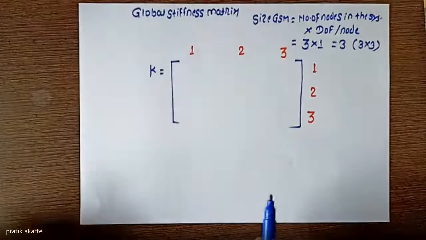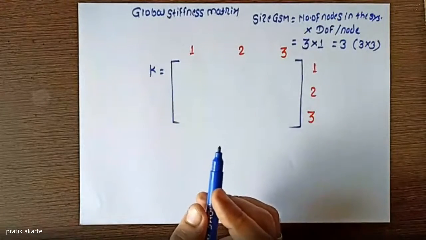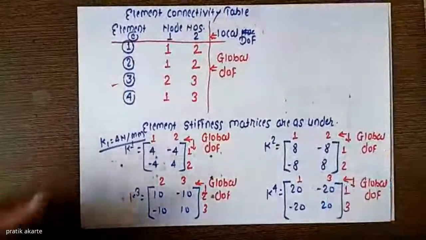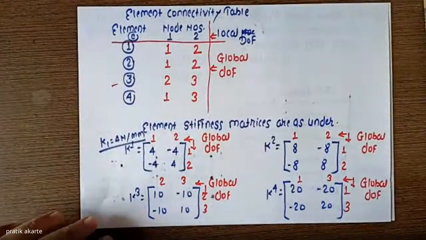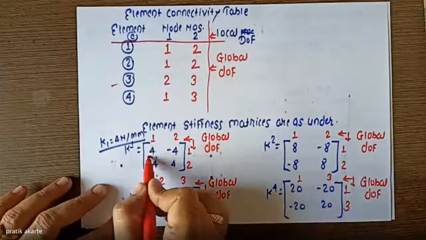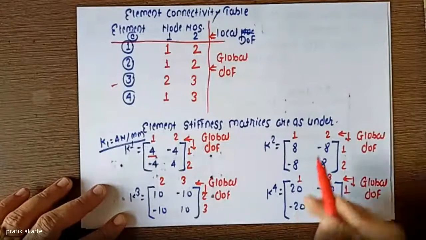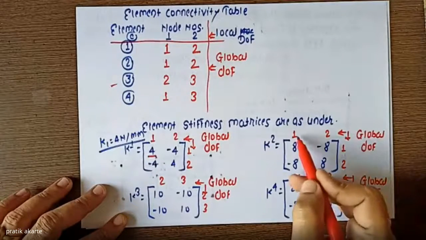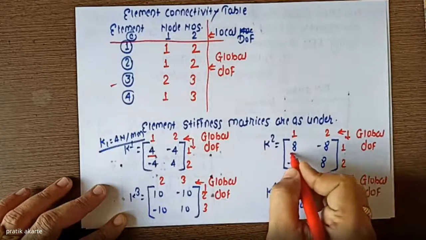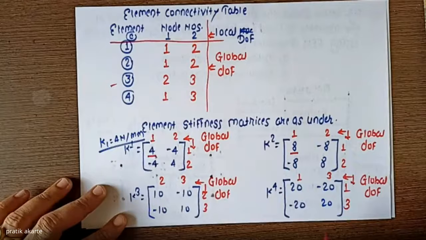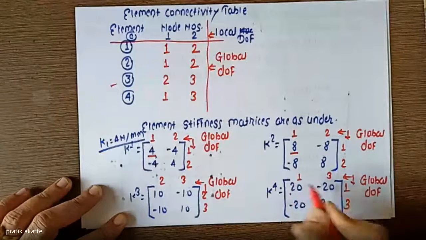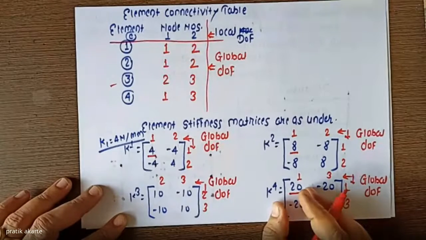Let us find out 1, 1. Okay, so let us find out the elements for column 1 and row 1. So this is going to be 1 for the first stiffness matrix. It is 4. Second, again we are having one element, one column and one row numbered as 1, 1. So this is 8. In the third we don't have 1, 1, but in the fourth we will find first column and first row as 20.